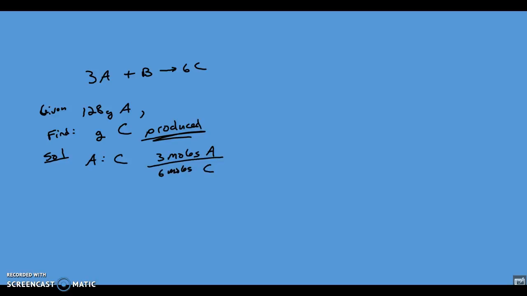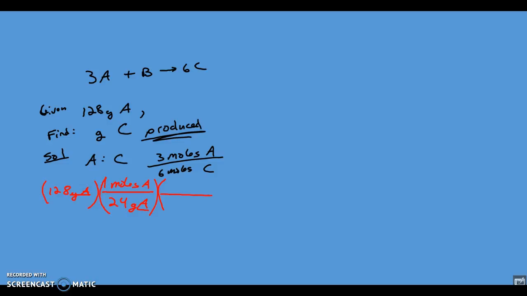All right, so what do we do? Let's start with what's given. 128 grams of A. Now, what unit goes in the lower right-hand corner? Same one that goes up here. So grams of A. Well, I want to first convert to moles. Which brings me to the question, how many grams are in 1 mole of A? Well, if I look it up, let's say it's 24 grams of A is equal to 1 mole of A.